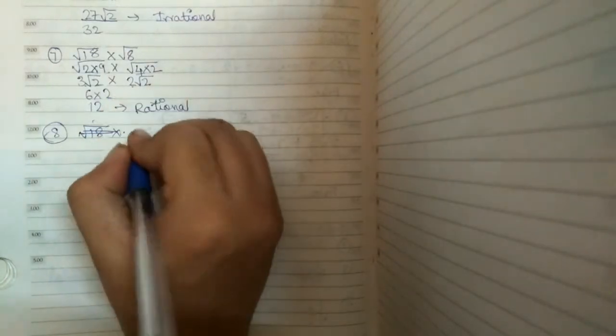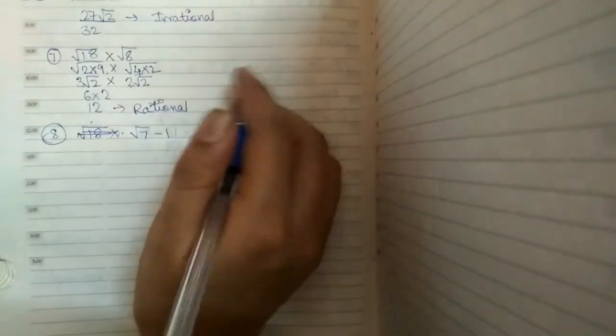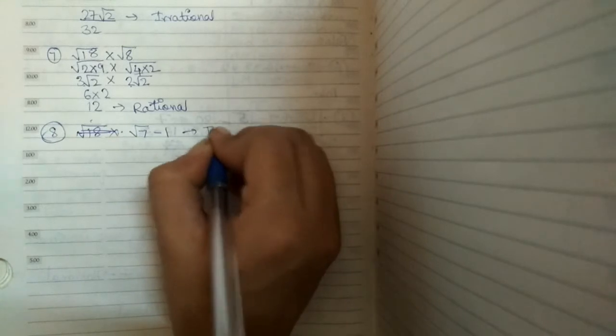8th sum is root 7 minus 1. Seeing this, we can directly conclude it's an irrational number.